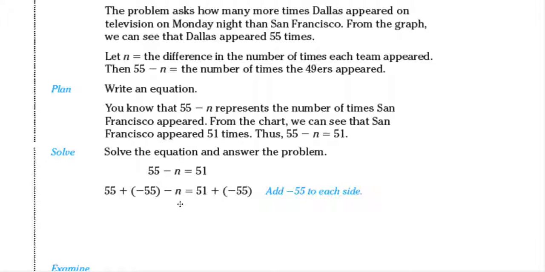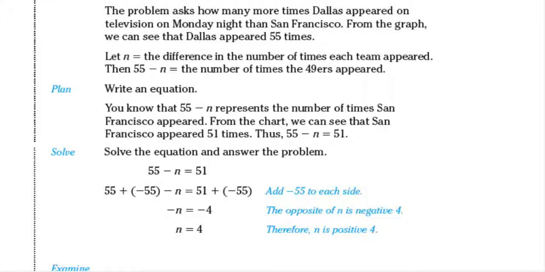Okay, and if you notice, negative n equals negative 4. And in negative n equals negative 4, it means that the opposite of n is negative 4, or simply n is equal to 4. So when you say negative n equals negative 4, it's simply saying that the opposite of n is equal to negative 4, or n equals positive 4.